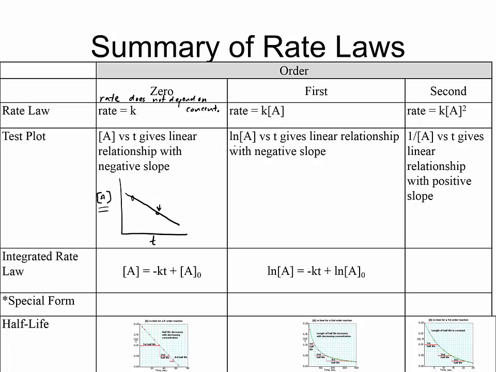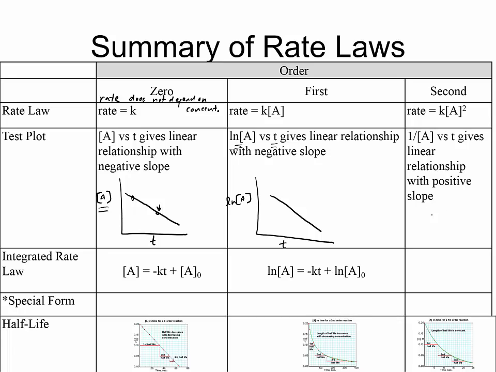A test plot for natural log versus time: if you have natural log of concentration versus time, and this ends up with a negative slope, then this is going to be first order.